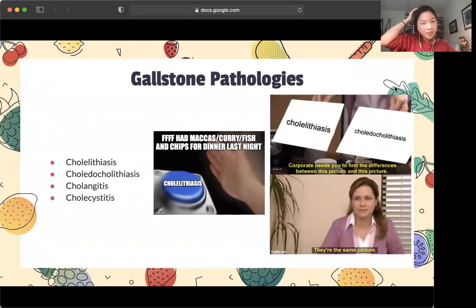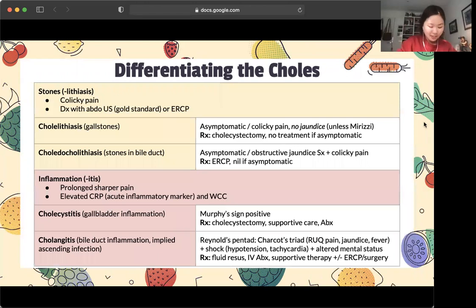Cool. So we're going to go through some gallstone pathologies, give Eugene a bit of a break. So these are all the gallstone pathologies. They look the same, but I promise there's a difference. They're very, very different. So the way that we remember them is that anything with stones is lithiasis. Anything with inflammation is itis. Just remember it that way, and you're already half the way there.